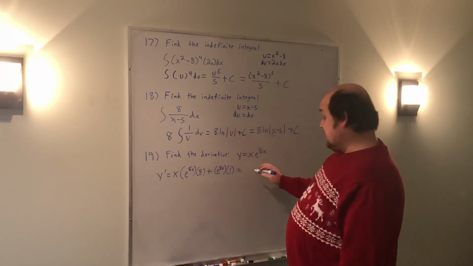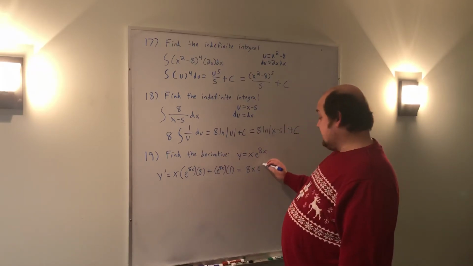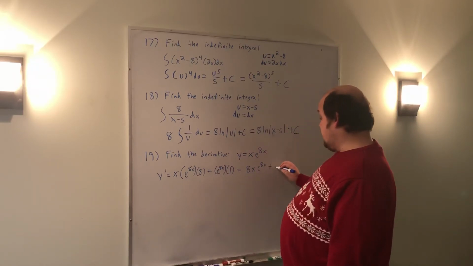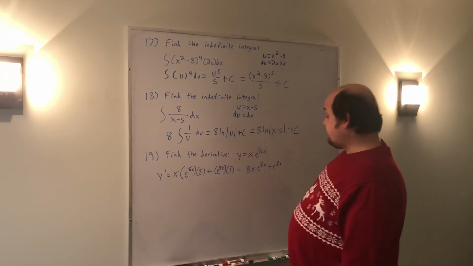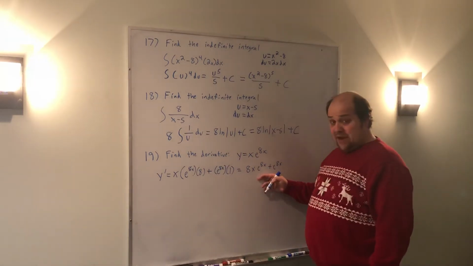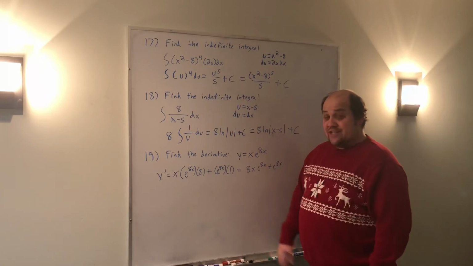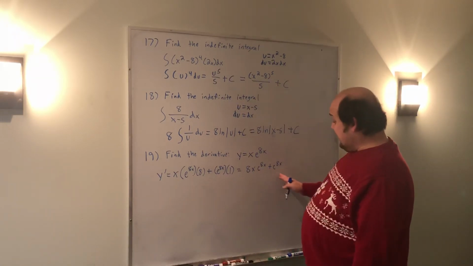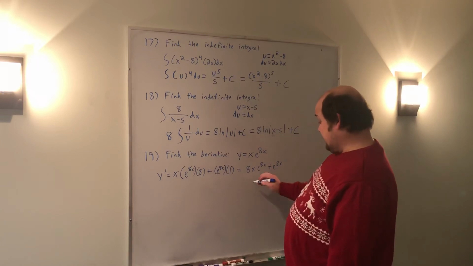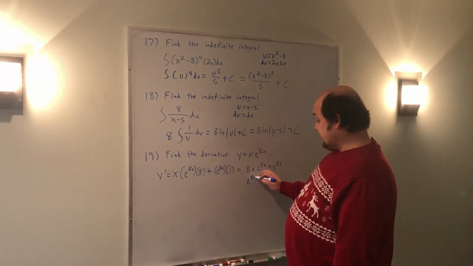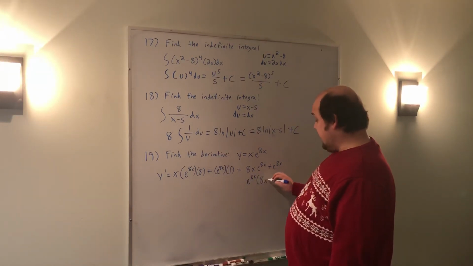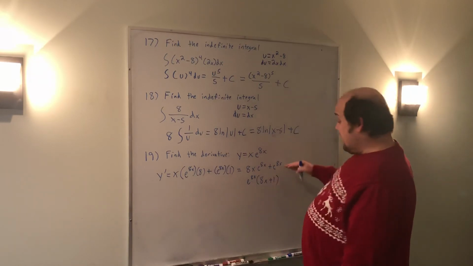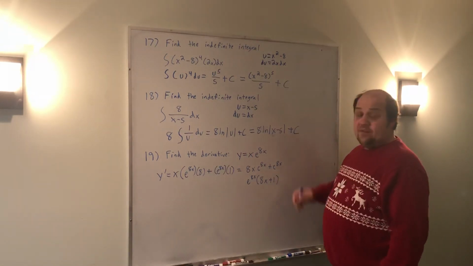If I were cleaning this up, I would just call this 8x e to the 8x plus e to the 8x. Pretty sure they'd mark that right, but if you wanted to match exactly what they have in their answer key, they factor out an e to the 8x. So they call this e to the 8x times (8x plus 1). But again, I'm pretty sure they'd give you full credit if you left it right there.